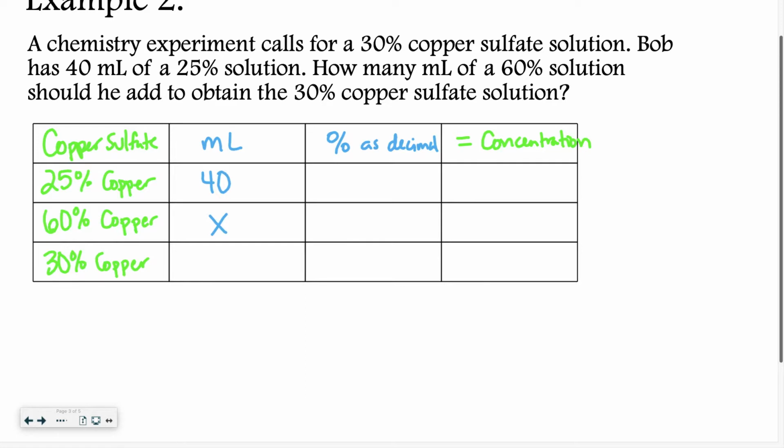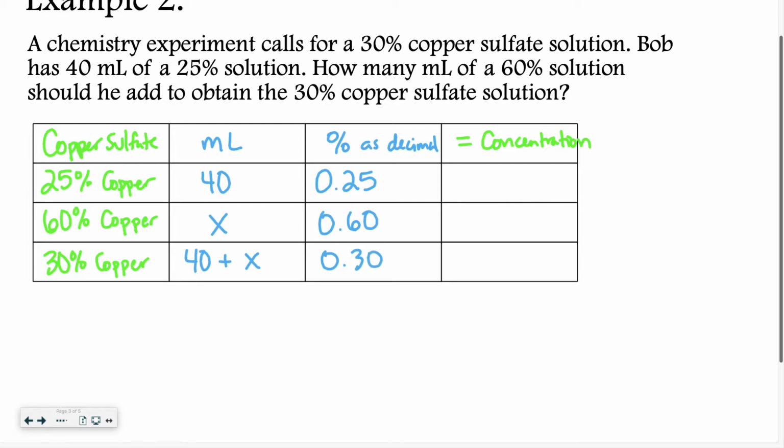Now, does it tell us anywhere how much of the copper solution we need? No. So what you do is you take however many milliliters of the 25% plus however many milliliters of the 60% solution. So we would have 40 plus x for 30% copper solution. Then the percentage as a decimal is as easy as converting 25% to 0.25. 60% becomes 0.60, and 30% becomes 0.30.